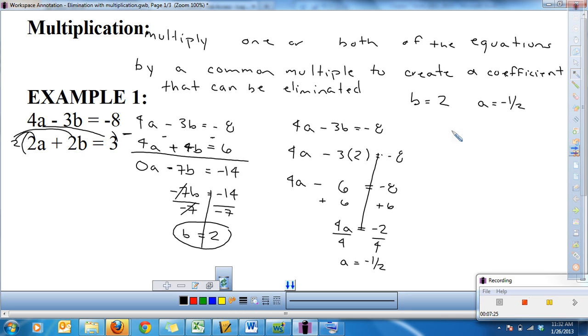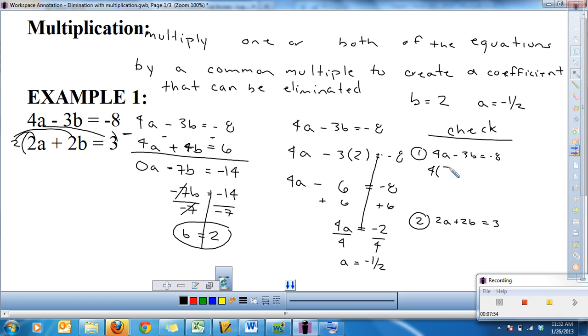Now, any good mathematician should always check their answer. It's really, really important that you check your answer because we could have made a mistake. So let's see if we made a mistake. I'm going to check with both equations, and I'm going to use these two original equations. So 4a minus 3b equals negative 8. And the second equation, 2a plus 2b is equal to 3. So I'm going to substitute in my numbers.